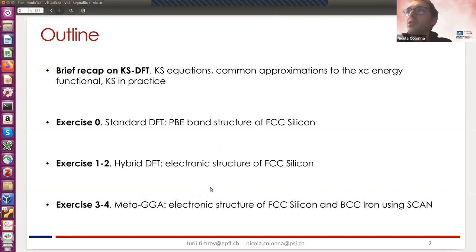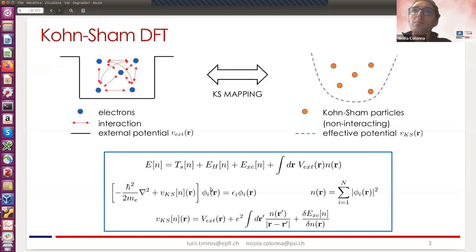meta-GGA functionals. Now, this is a kind of mixture between a hands-on and a lecture, because you heard about hybrid functionals, but maybe it's good to iterate a bit more and go into more detail on what is implemented in Quantum ESPRESSO and how it is implemented. So I'll first give you a brief introduction, and then we'll go to the actual exercise. So let's start with the introduction.